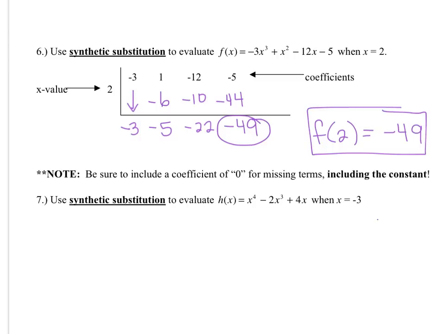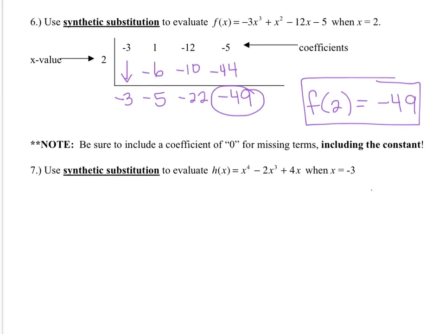Now on the next problem, it does have a note, and it's a pretty important note, so you might want to highlight it or circle it somehow. Be sure to include a coefficient of 0 for any missing terms, and that also includes the constant. So we do need to include placeholders here.